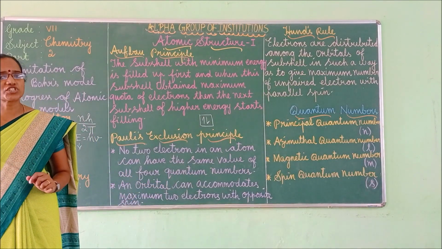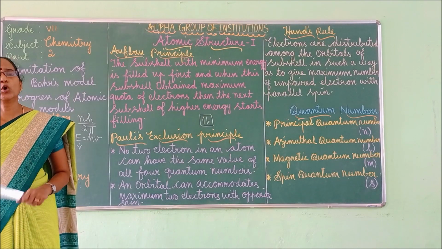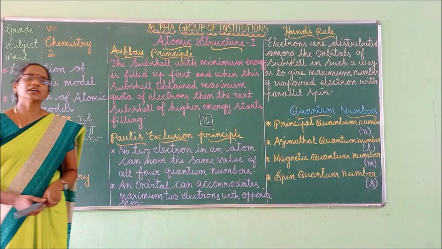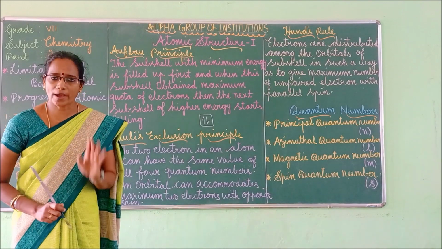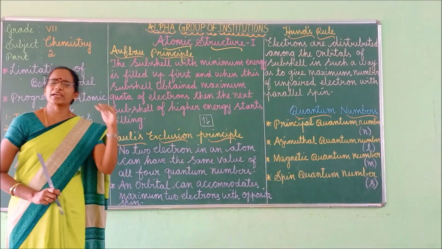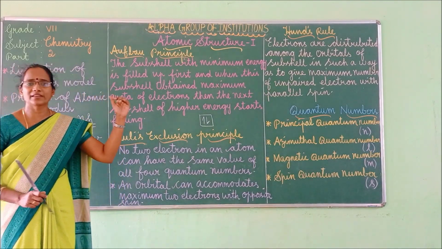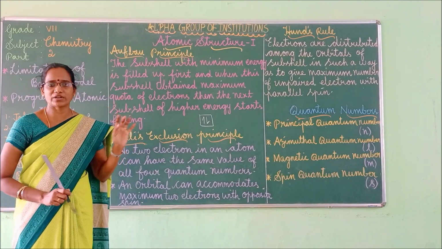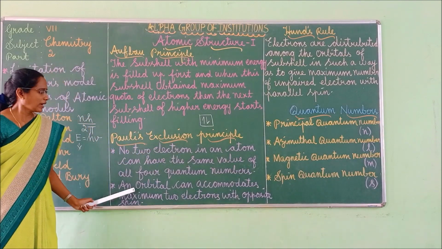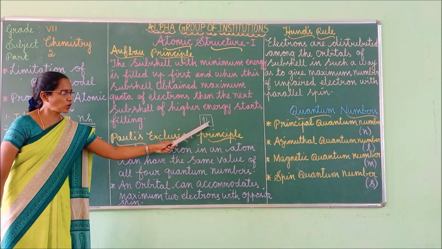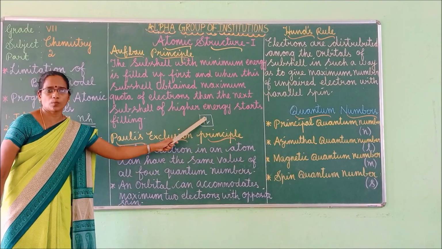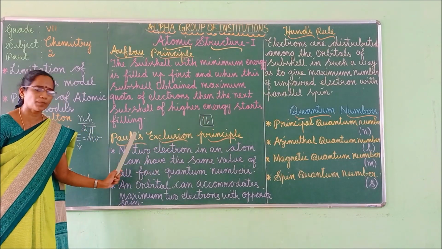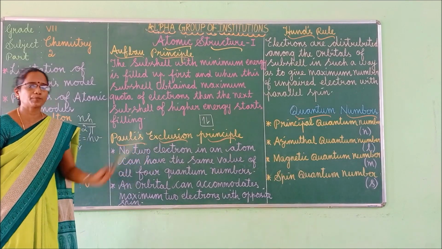So the Pauli exclusion principle states that no 2 electrons can have the same 4 quantum numbers. Each and every quantum number has some integral values. The values will differ, I will tell you. So an orbital can accommodate only 2 electrons with opposite spin. Okay, this is the Pauli exclusion principle.